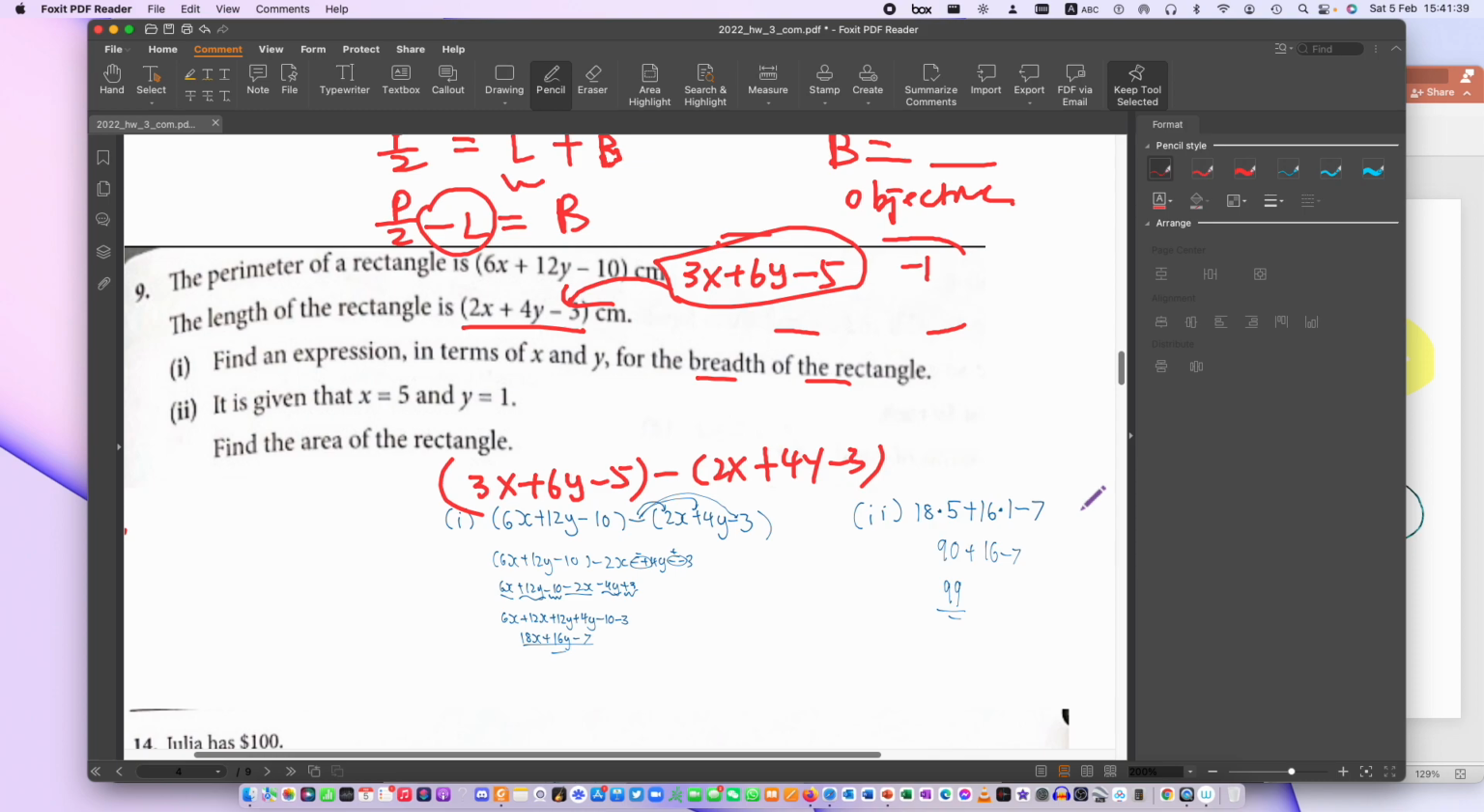Do you need to change the sign or not? No. Okay, good. Rearranging, no need.